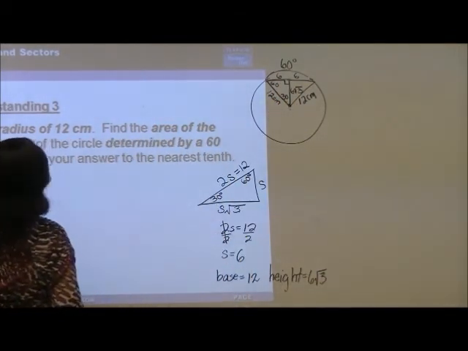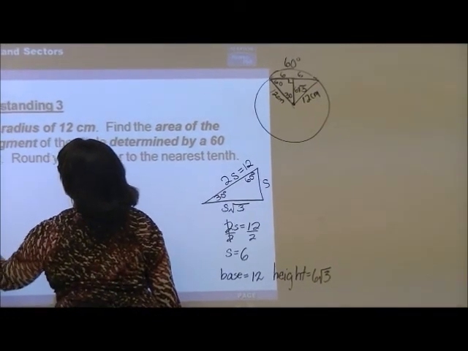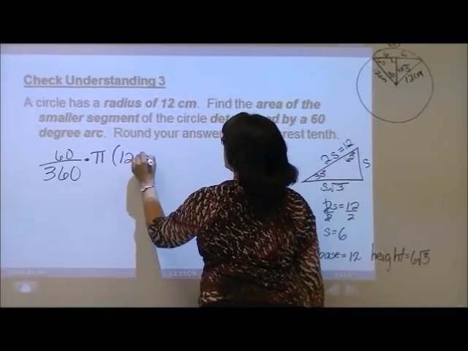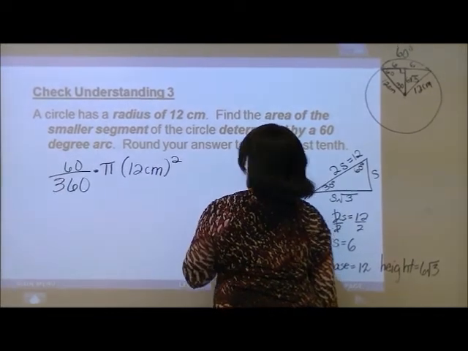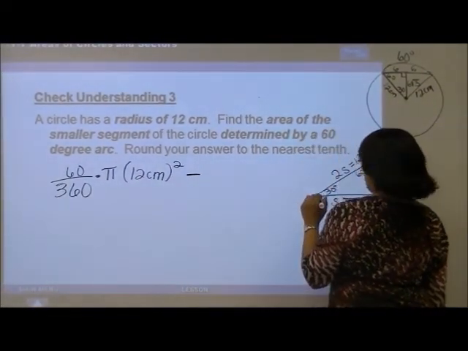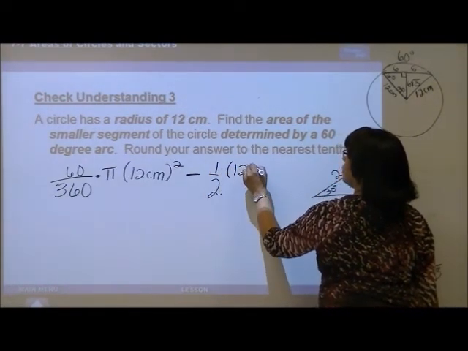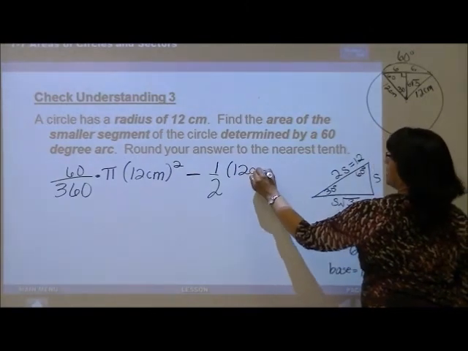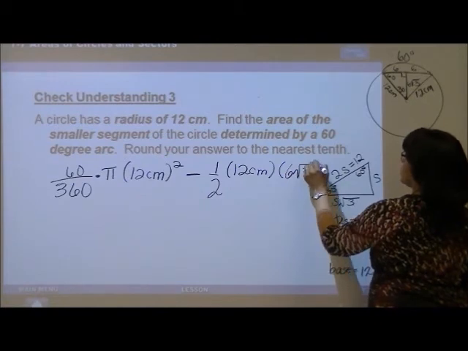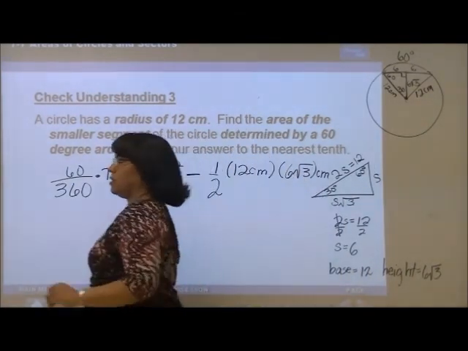So we have the area of the sector: 60 degrees divided by 360 degrees times pi times the radius, which is 12 squared. And from that, you're going to subtract the area of your triangle, which is 1/2 the base, which is 12, times the height, which is 6 square root 3 centimeters. So you go ahead and work it out over here and see what you get.